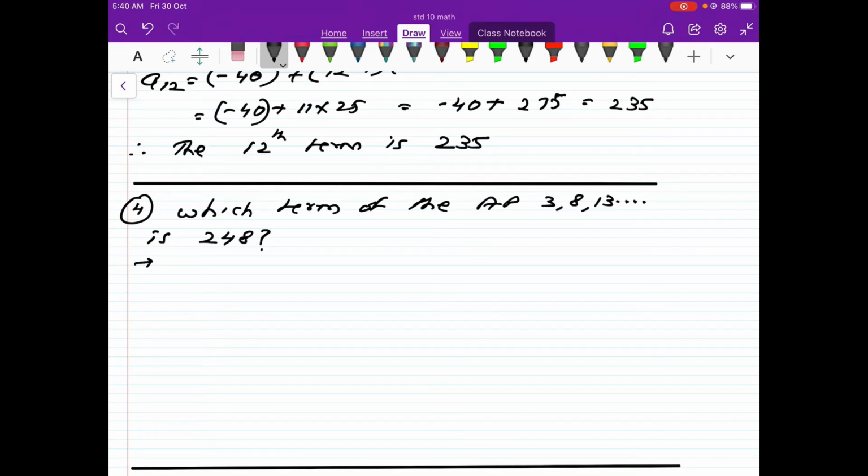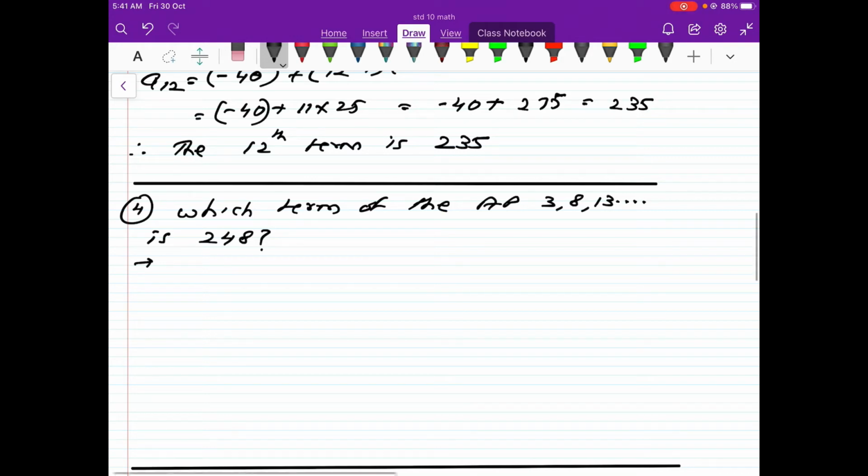Moving on to the next sum: which term of the AP 3, 8, 13 and so on is 248? Now these are the sums where the term is given, and we have to find which term it is. So we have to remember the rule. We have to find n using the formula an = a + (n − 1) d. We already know that if n is 0, a negative number, a decimal, or a fraction, then the given number is not a term of the AP. Only when n is a natural number can we say that the given number is a term of the AP.